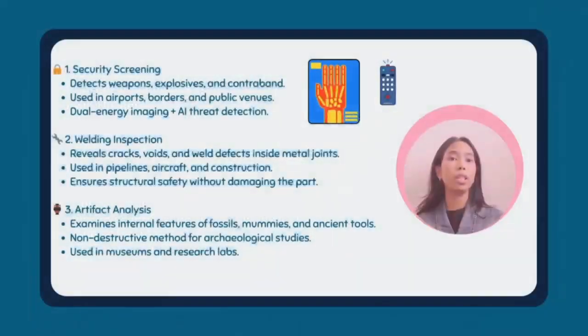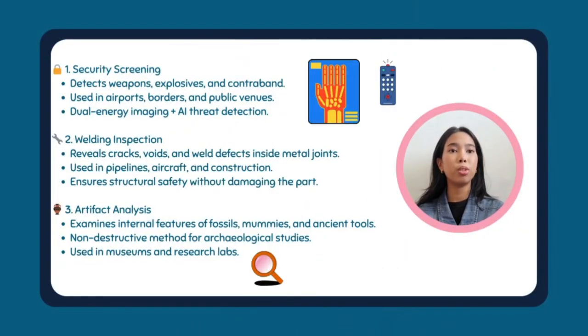Beyond security screening, X-ray machines are widely used in industrial inspection, where they reveal internal cracks and defects in pipelines, aircraft, and construction components without damaging the parts. In archaeology, they allow researchers to examine the internal structures of fossils, mummies, and ancient artifacts non-destructively, aiding discovery while preserving priceless materials. This versatility makes X-ray technology indispensable across security, industry, and scientific research.